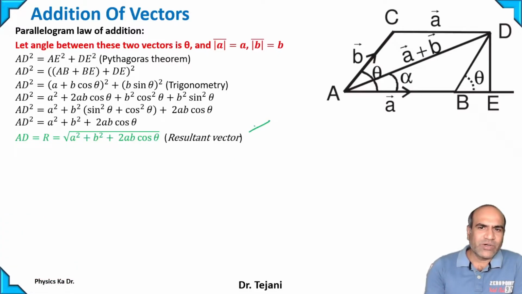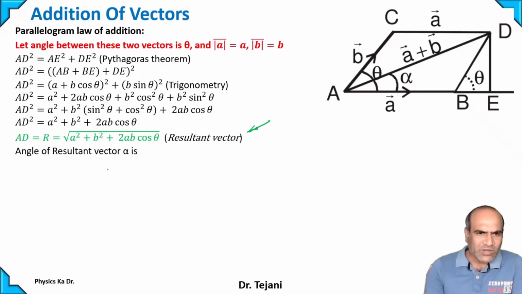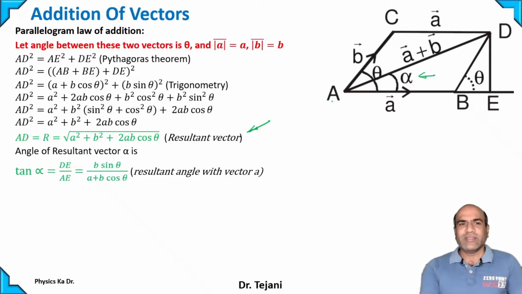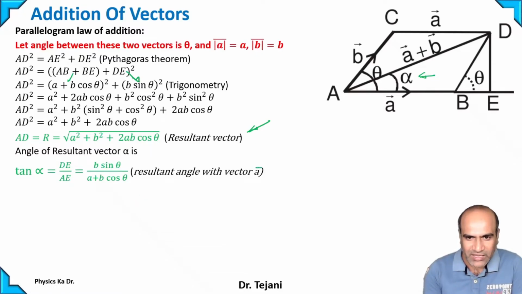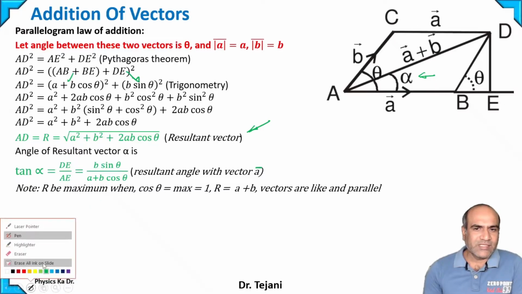So this equation you have to remember when you use the parallelogram law of addition. If you want to find the angle with respect to A, we know it is the opposite side, or perpendicular side, divided by the nearer side. So D is equal to B sin theta, and the base is equal to A plus B cos theta. So this gives us the angle with respect to vector A. That we need to understand. This is a very simple theorem.